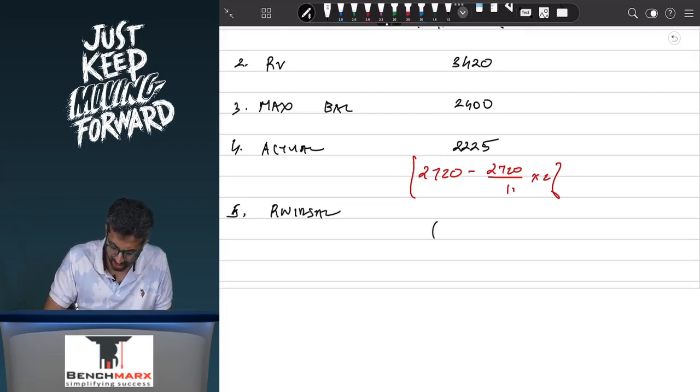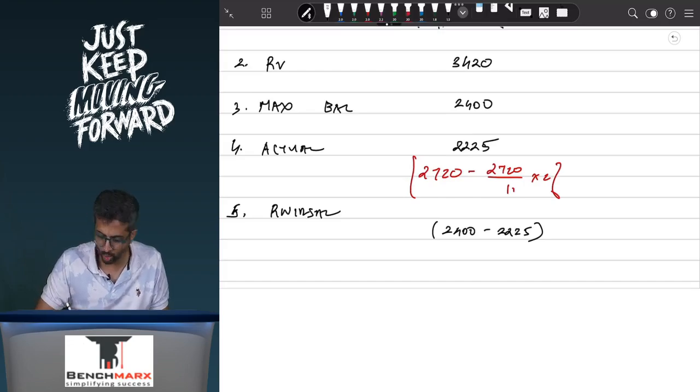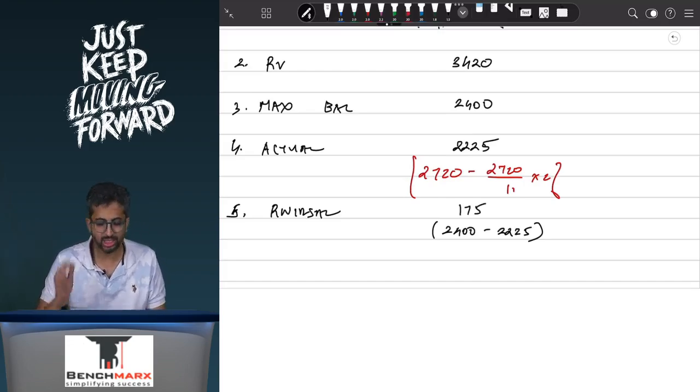Your reversal can happen, so you can go up to 2400 maximum. Currently in your ledger you are at 2225, and hence your maximum reversal will be around 175. Goodwill, there cannot be any reversal.